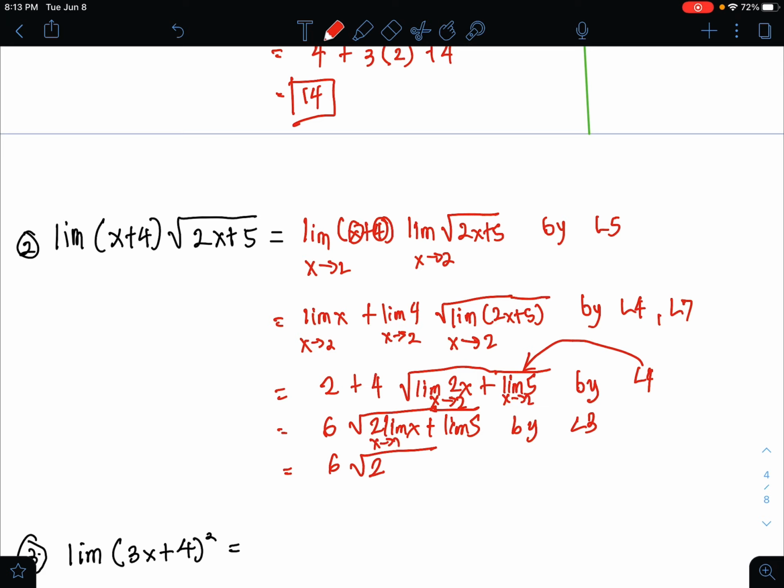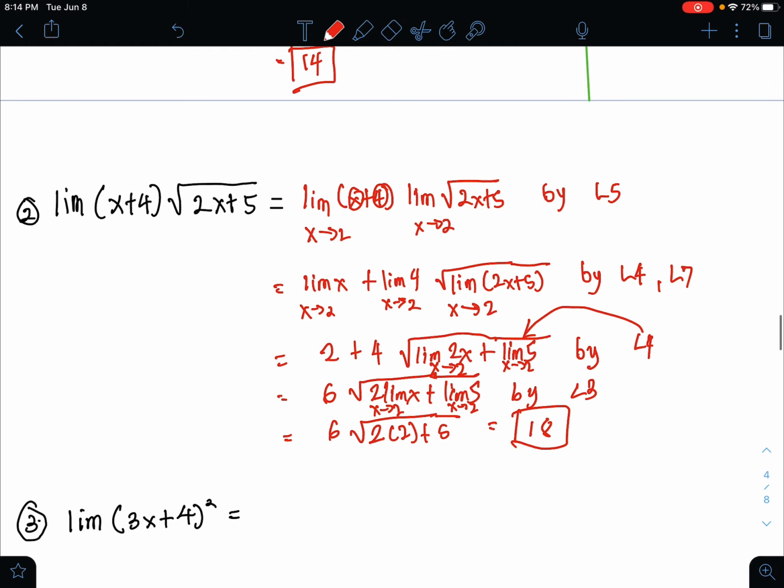Sorry. X approaches 2. So 2 times 2, as x approaches 2 plus, the square root term is 5. Therefore, we have our final answer as 4 plus 5, 9. Square root of 9 is 3. 6, 7, 6, 18. So this is your final answer.